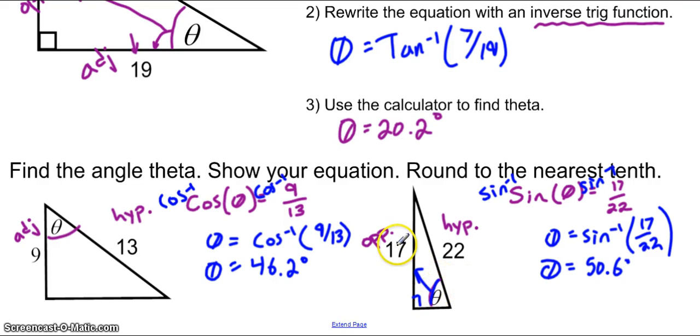Now that makes sense to me because we've got a larger opposite side in comparison to our hypotenuse, and so it looks like it's probably going to be larger than 45 degrees, but not that much, so about 50 degrees makes sense.